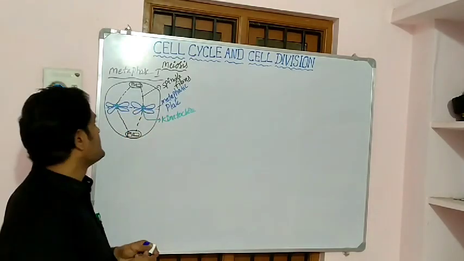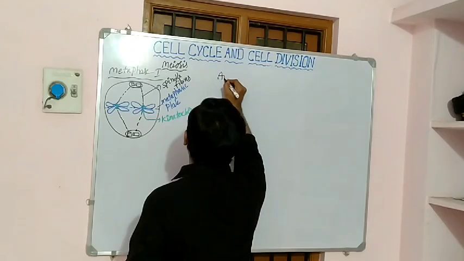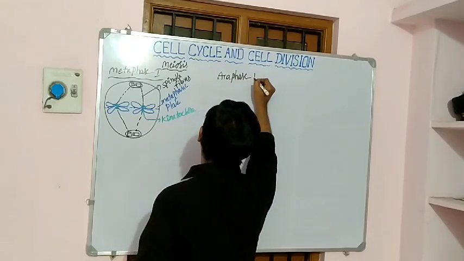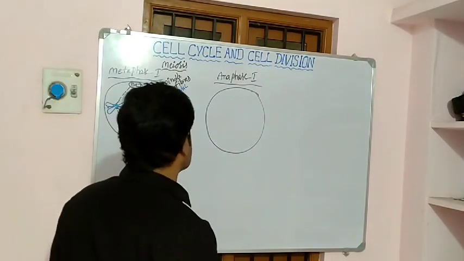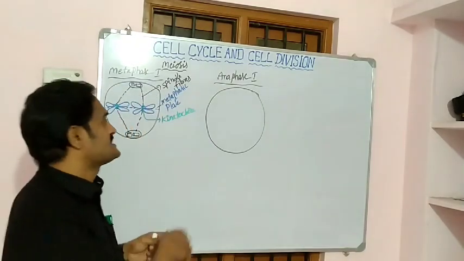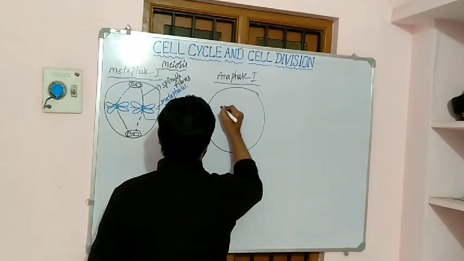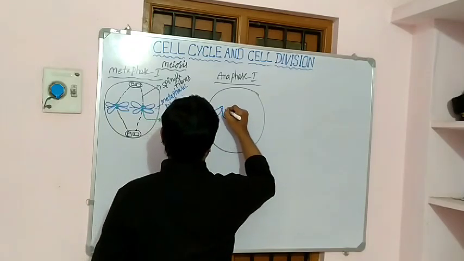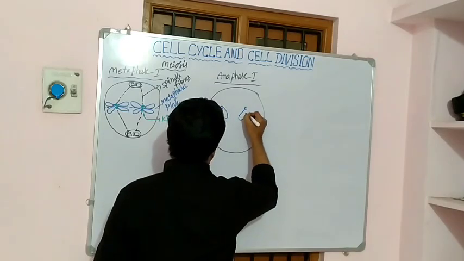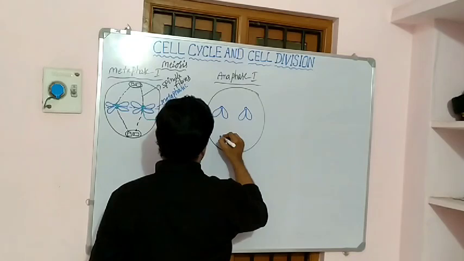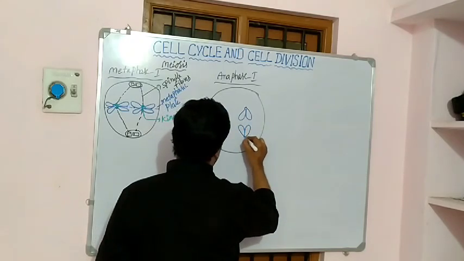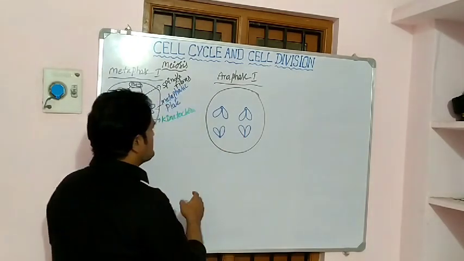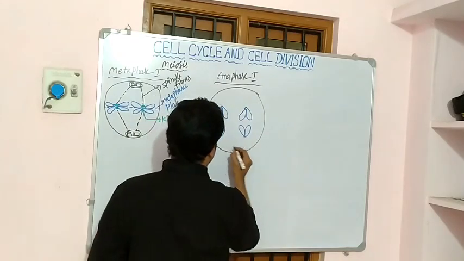After completion of the metaphase, the cell enters into the anaphase 1. During the anaphase, see, this is the cell. During the anaphase, the chromosomes are pulled by the spindle fibers like this. See, these are the sister chromosomes. Already I told you what is the sister and what is the non-sister. Sister chromosomes means the chromosomes which are attached on the same centromere. Remember that.